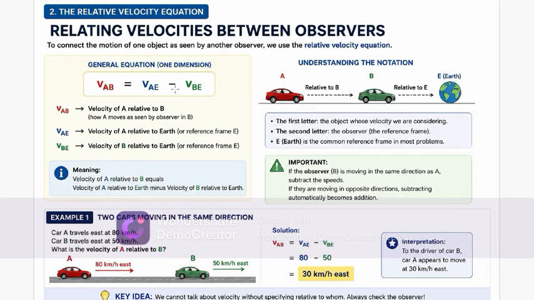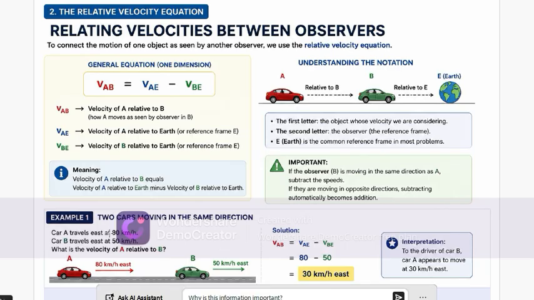Now, how do you find the velocity of A relative to B? We say VAB is equal to VAE minus VBE. The meaning is that the velocity of A relative to B equals the velocity of A relative to E minus the velocity of B relative to E. So that's the general equation for relative velocity. And you have an example here, two cars moving in the same direction.